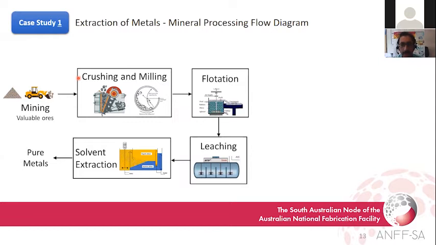As an introduction to this project, this is a mineral processing flow diagram for extraction of metal. If you find a valuable ore at a mine site, the first step is to crush it and mine the ore. In mineral processing, flotation is used to separate and concentrate ores by changing their surface to a hydrophobic or hydrophilic condition, so the surfaces are either repelled or attracted by water. It's a very important process that separates the hydrophobic valuable mineral from the hydrophilic waste gangue.